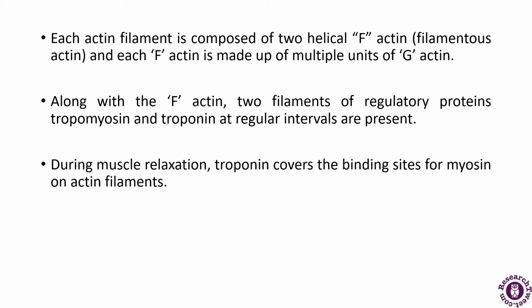So these are the two forms from which actin is composed, the F actin and the G actin. If I talk about the F actin, there are two filaments of regulatory proteins, the tropomyosin and the troponin, at regular intervals. During muscle relaxation, troponin, which was represented in the previous diagram as well, covers the binding site for myosin on the actin filaments.